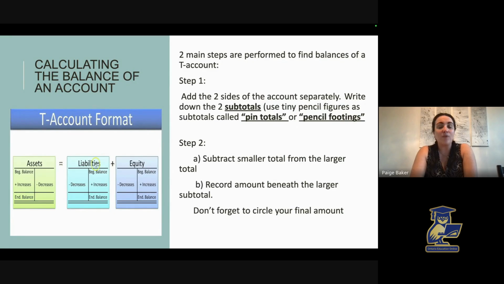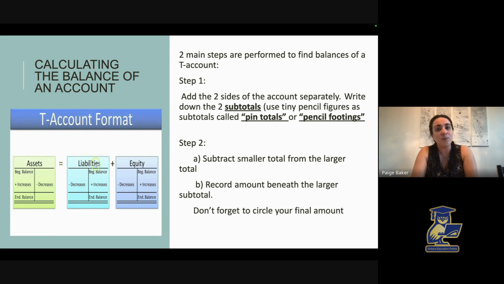Now, we have looked at the ledger and we've looked at how to add the transactions and the changes into our accounts within that ledger, but now we're going to learn how to calculate the balance of an account. So step one is to add the two sides of the account separately. So this means that we are finding the two subtotals, the subtotal on the debit side and the subtotal on the credit side. We can refer to these as pin totals or pencil footings.